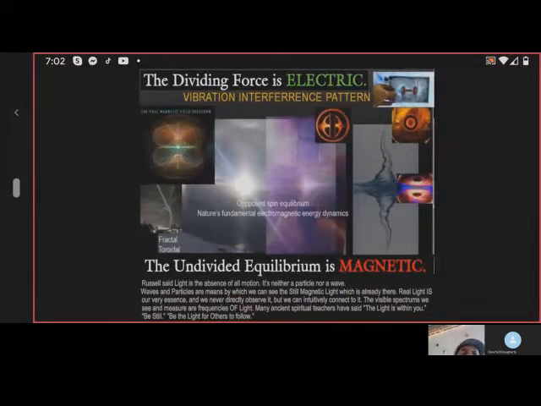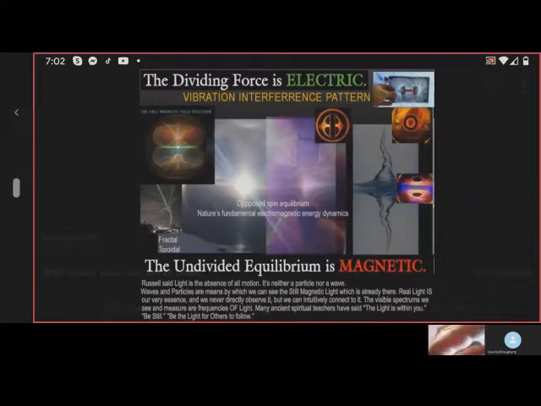Russell said light is the absence of all motion. It's neither a particle or a wave. Waves and particles are means by which we can see the still magnetic light, which is already there. Real light is our very essence, and we never directly observe it, but we can intuitively connect to it. The visible spectrums we see and measure are frequencies of light. Many ancient spiritual teachers have said, the light is within you, be still, and be the light for others to follow.